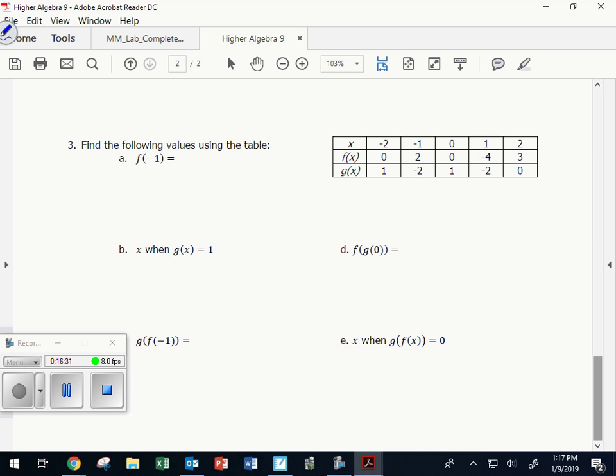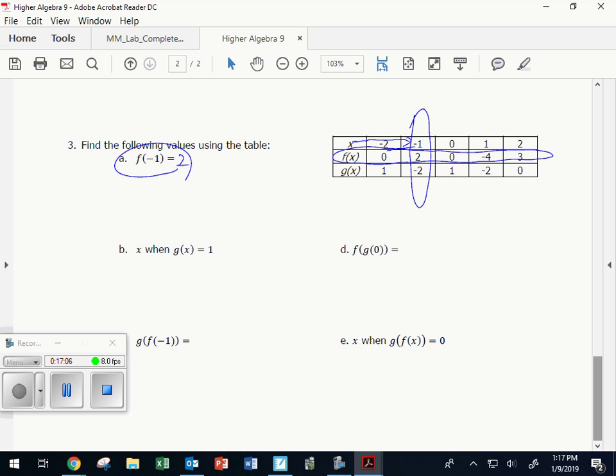So tell me, if they tell me f of -1, what did they just tell me? Exactly. They're telling me that x is -1. So I follow across here in the x column until I find -1, and there it is. What do you think I should do? Yep. So we use this one, and we use this one, and where they overlap is at 2. So you're right. The answer is 2. All right.